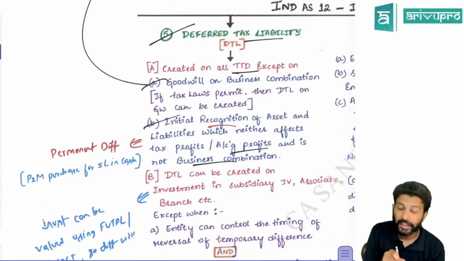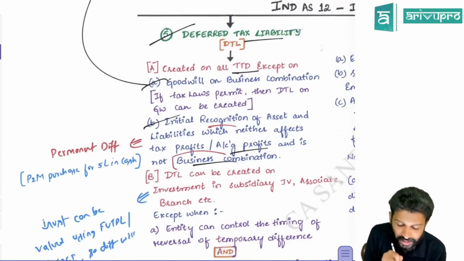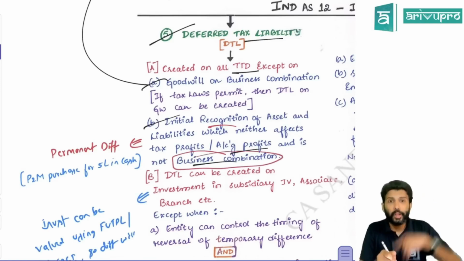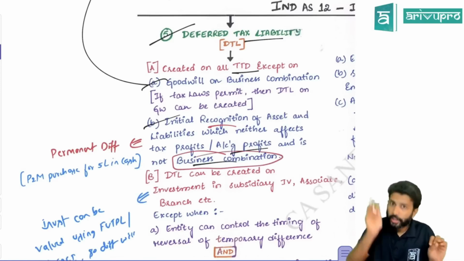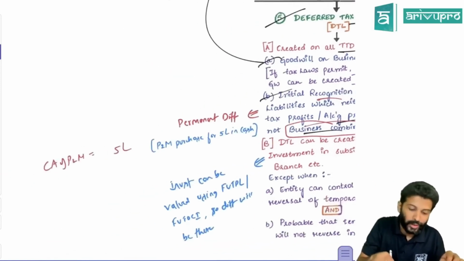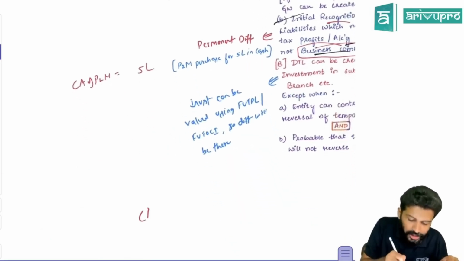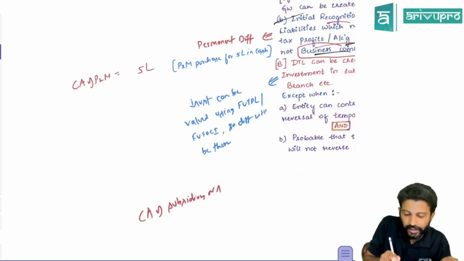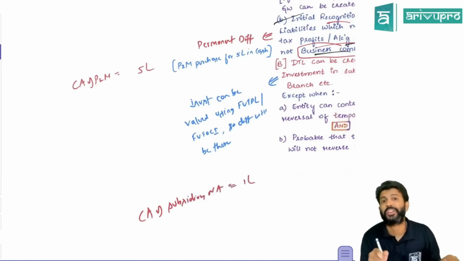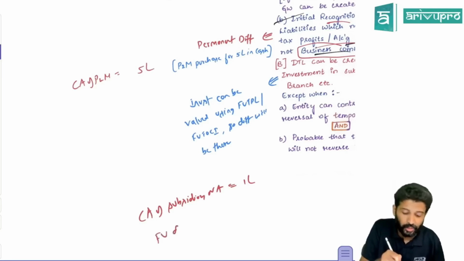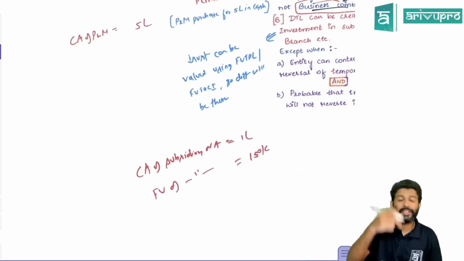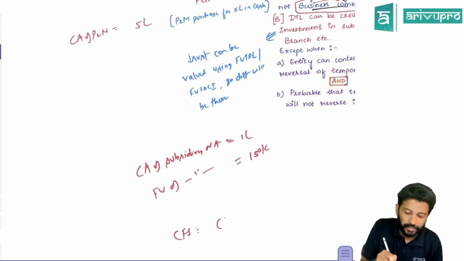Now, but initial recognition of assets and liabilities except business combination. What does it mean? On business combination, you have to recognize DTA and DTL. Why, sir? On business combination, let's say carrying amount of the subsidiary's net asset is 1 lakh. In business combination, will we record the subsidiary's net asset at carrying amount? No, we will record it at fair value. Let's say fair value of the subsidiary's net asset is 1,50,000. That means in consolidated financial statements, we will show the carrying amount of this asset at what value?